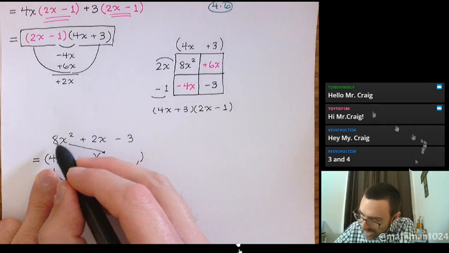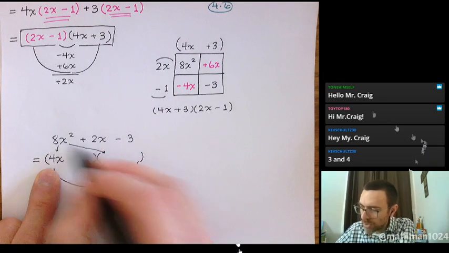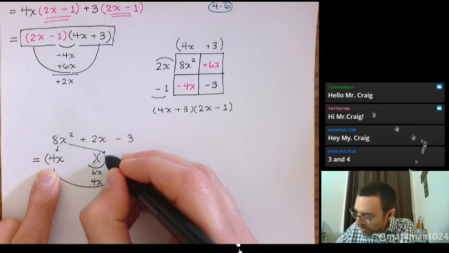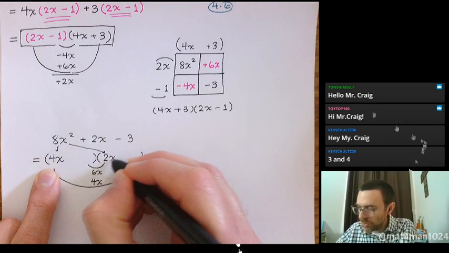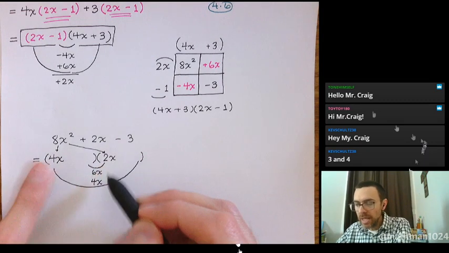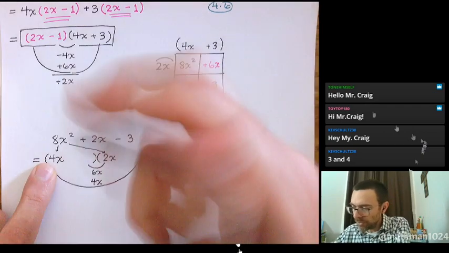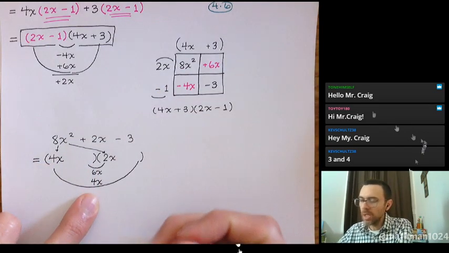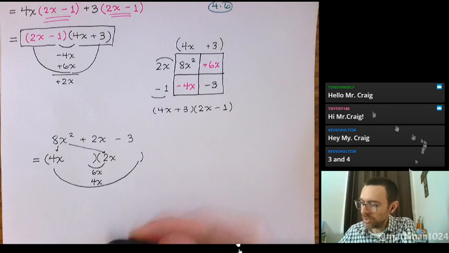So what I'm saying is that 8 is going to break down as 4 times something else. So think about it. 8 breaks down as 4 times 2. So the 8x squared is breaking down as 4x times 2x. And again, I got the 4 because that was the common factor for the 8 and the 4.